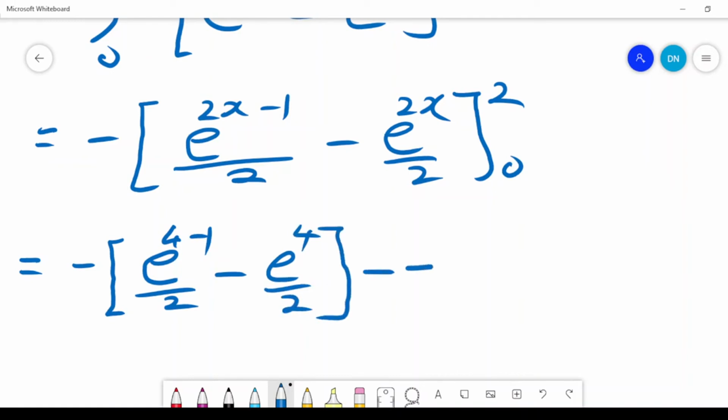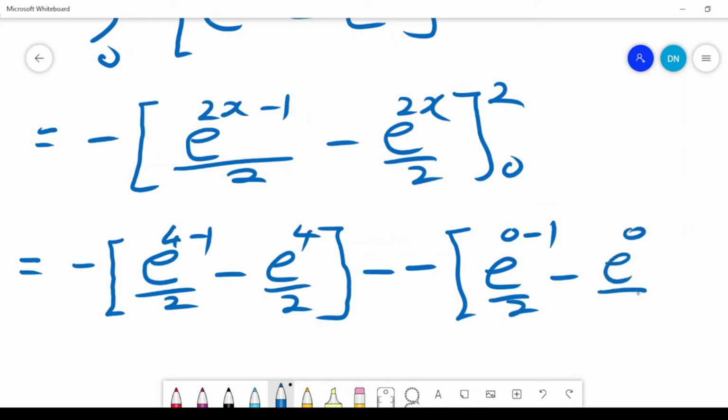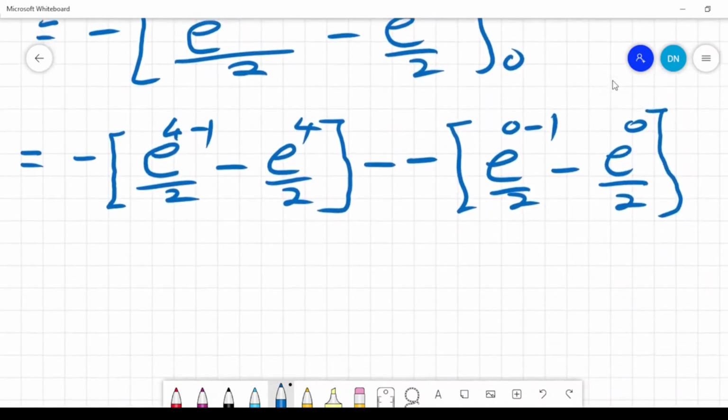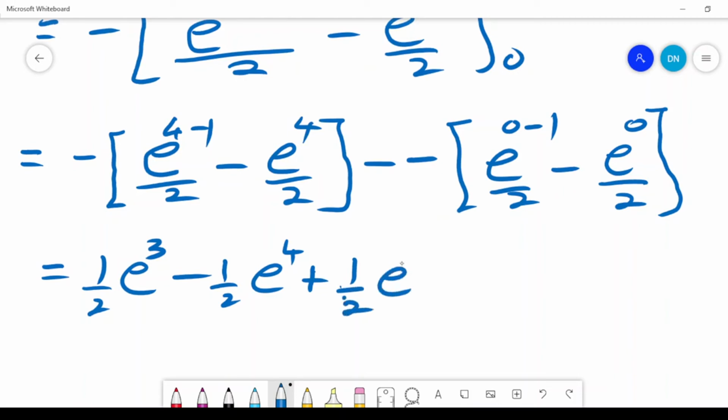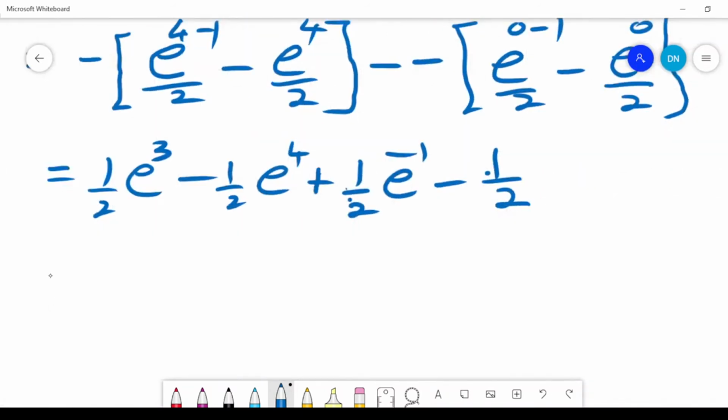Then minus e raised to power 0 minus 1 over 2, minus e raised to power 0 over 2. So that's what we have, and therefore this will give us a half e raised to power 3 minus a half e raised to power 4 plus a half e raised to power minus 1 minus 1 over 2. And that's the equation that we have, and I can factor out 1 over 2 to make it look simpler.